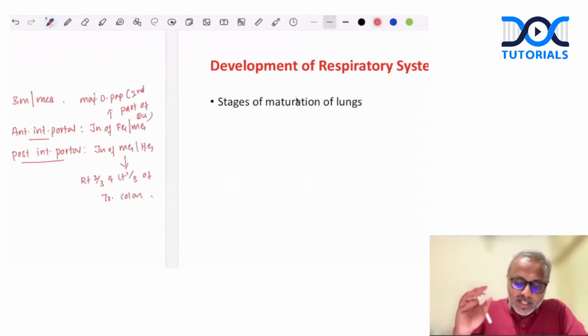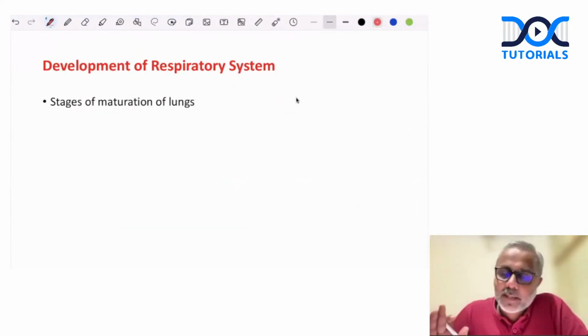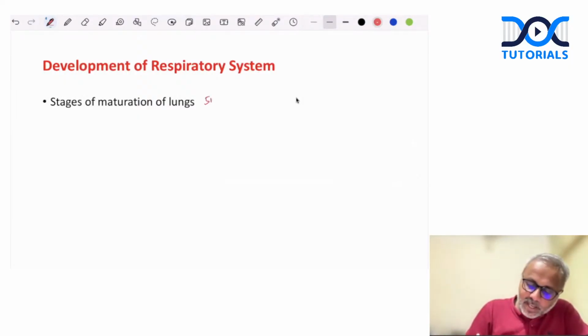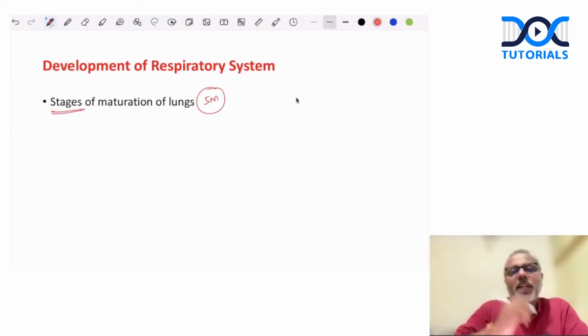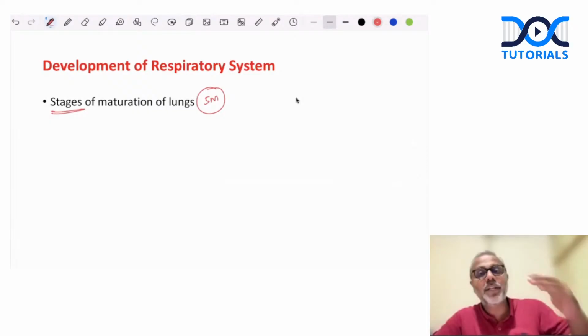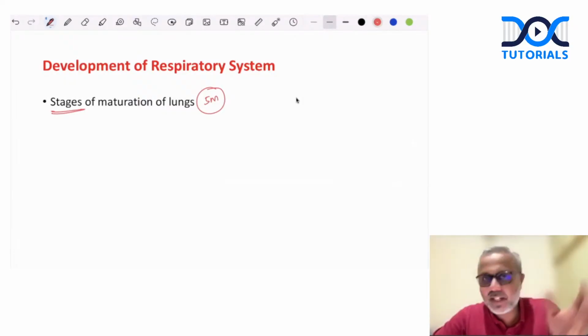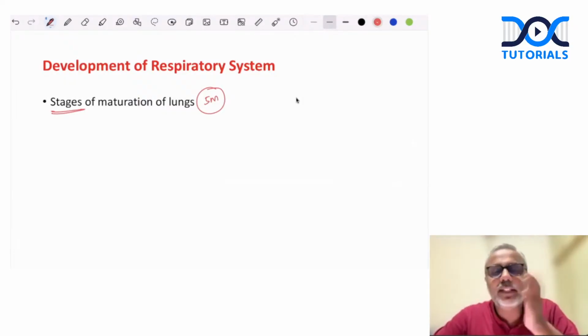Then the next important thing is development of the respiratory system. If a question comes, it is a 5-marker, and they would ask specifically about the 4 stages of maturation of the lung. As I said, only once in recent times, probably 2017 or 18, this question had come in RGHS. Otherwise, you get 5-marker questions where you should know about the stages of maturation of the lungs.